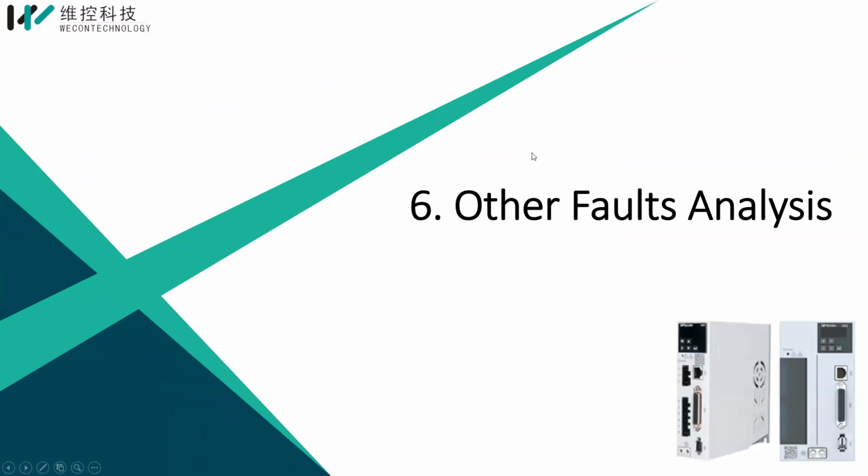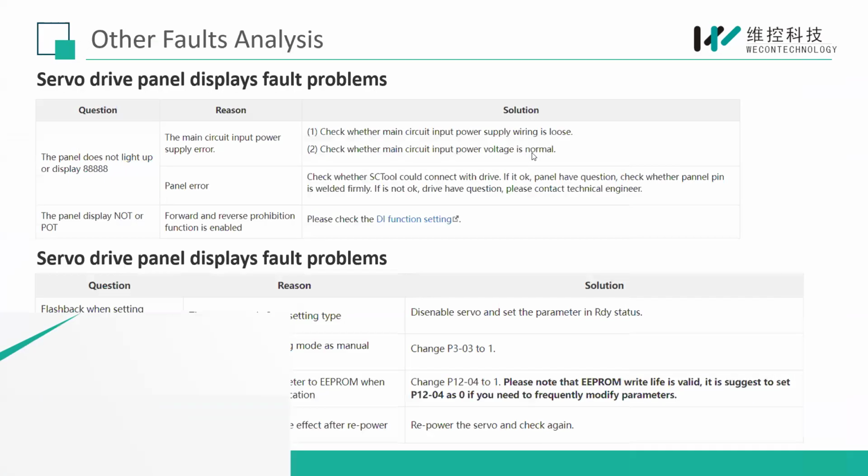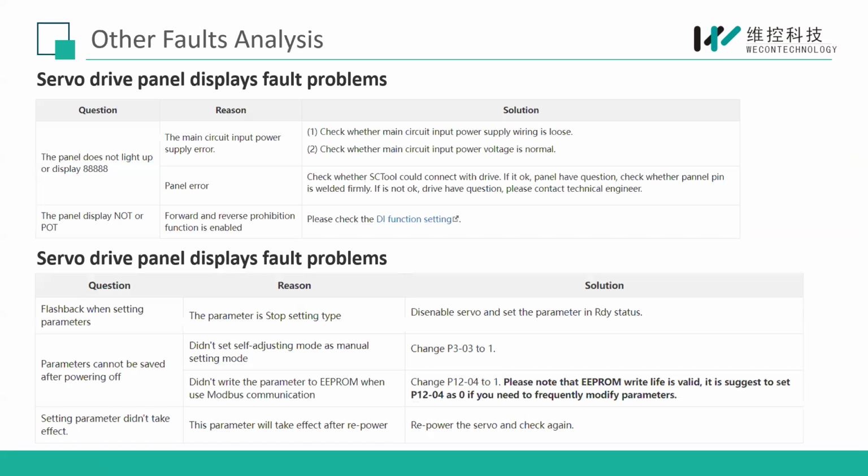Okay, and the last part, I will introduce some common questions and how to solve them. First is the servo driver panel displays abnormal. For example, sometimes the panel will display 888 all the time, or sometimes the panel will not light up.